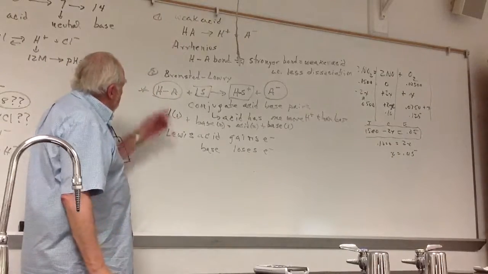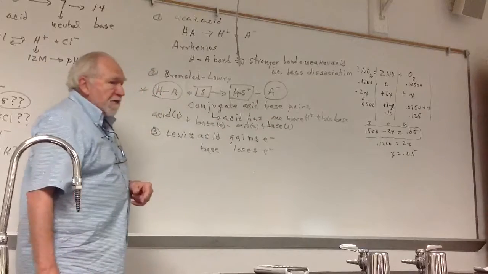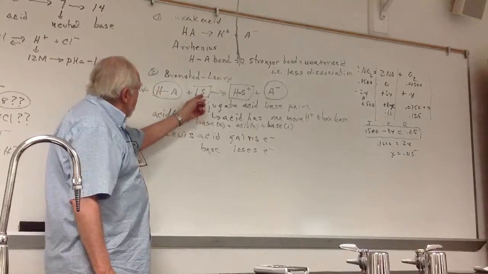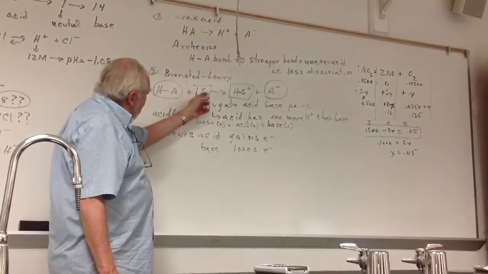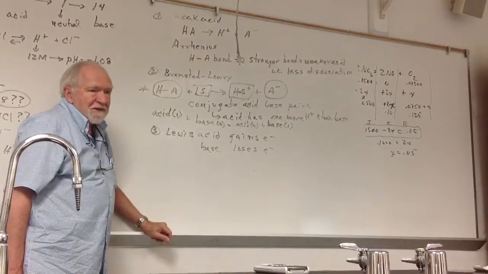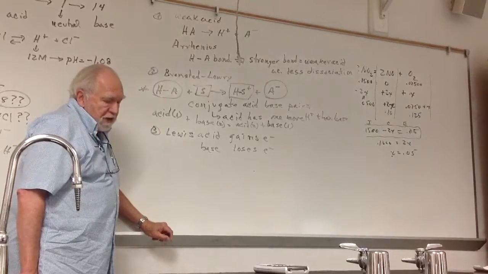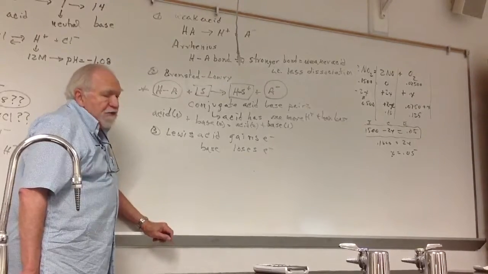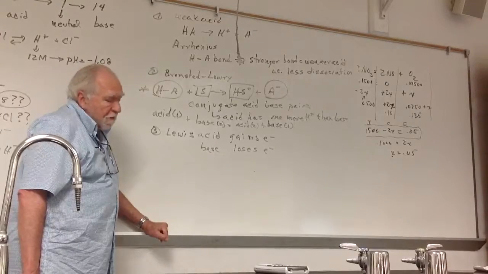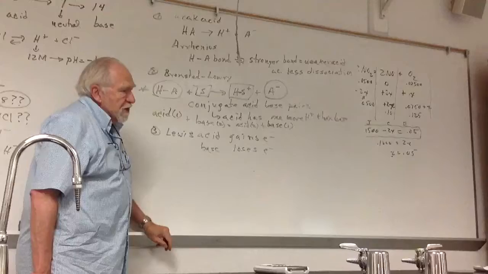So notice, here's my acid. It got more negative, so it gained an electron. Here's my base. What did it do? Well, it got more positive, must have lost an electron. Okay? So we can apply the Lewis acid-base theory to anything. Things without hydrogen ions we can apply it to. Whereas when we do this one and this one, we have to do hydrogen ions.